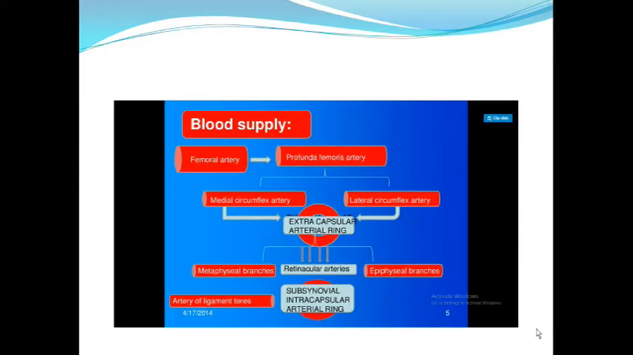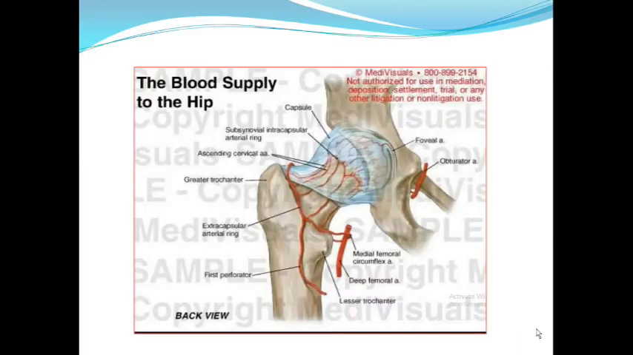So in the last class also I had told you about the blood supply around the hip joint. Mostly two rings are formed, extracapsular ring and intracapsular ring. The extracapsular ring is formed by medial circumflex and lateral circumflex, whereas the intracapsular ring is formed by ligamentum teres. Okay, so grossly you can see how the blood supply of the hip is. This hazy part you can see is the capsule, and these are the two rings from which the neck of femur is being supplied.